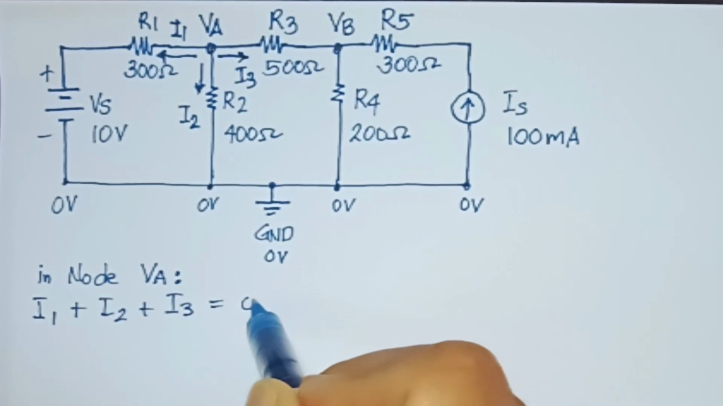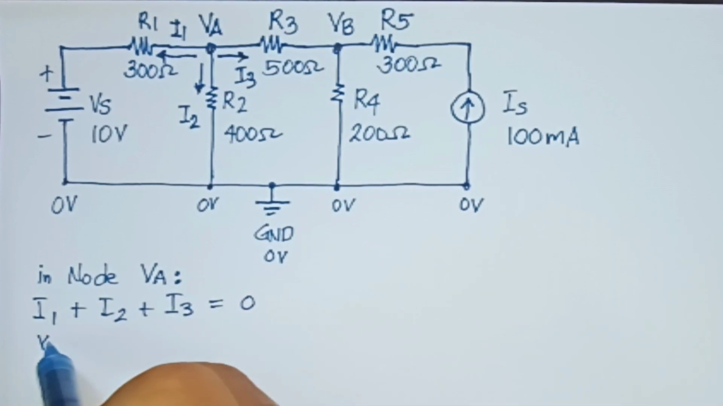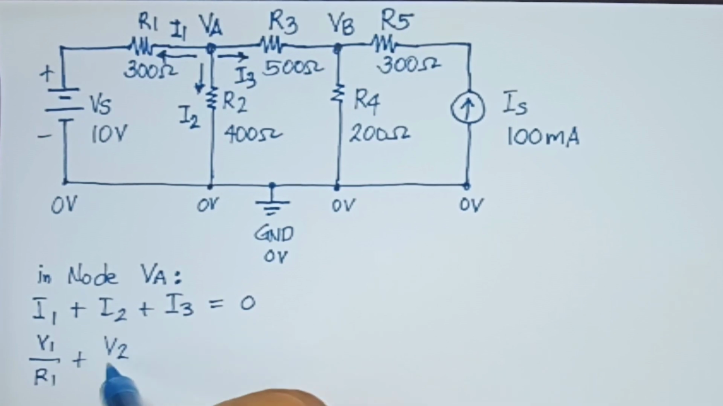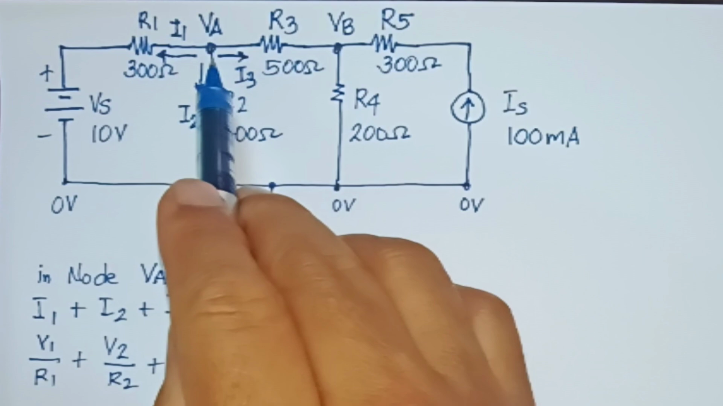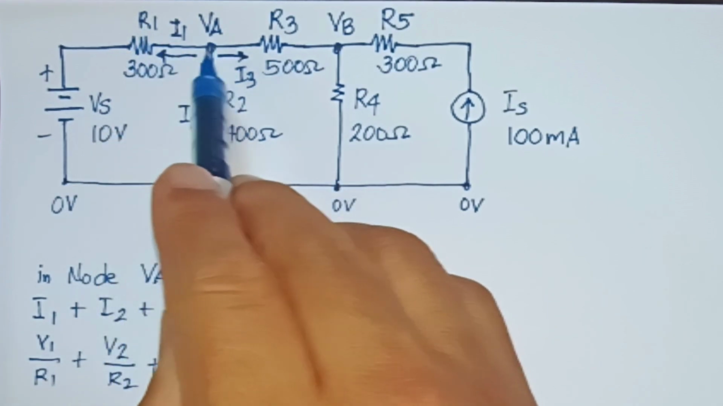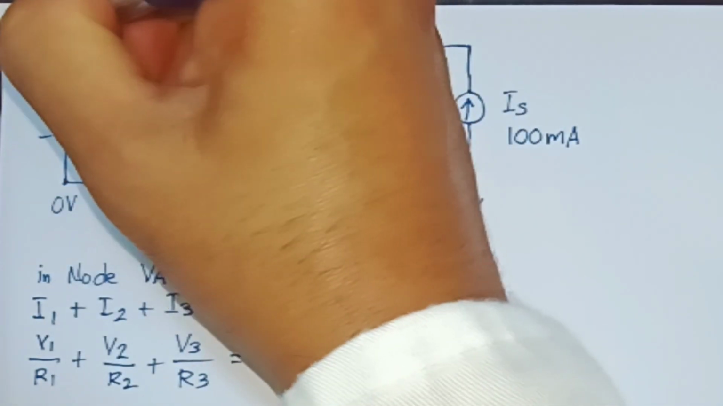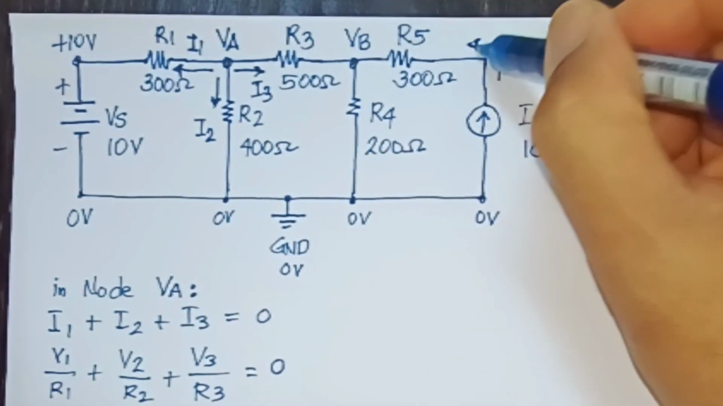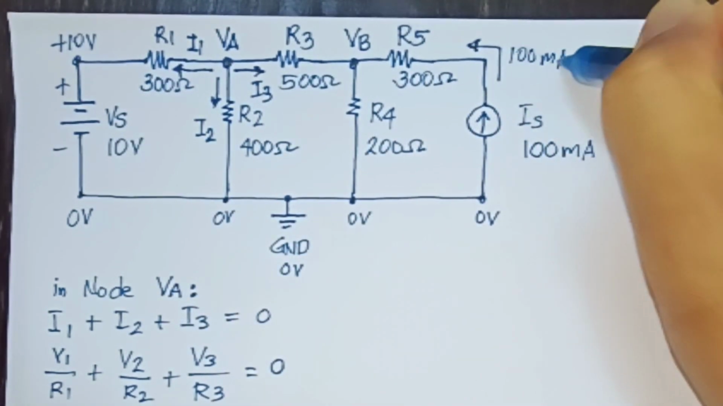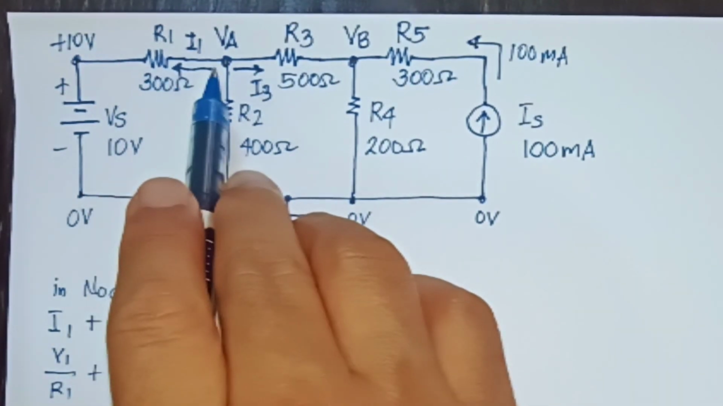And by Ohm's law, we have I equals V over R for each of them. So we have V1 over R1 plus V2 over R2 plus V3 over R3 will be equal to 0. And we have to take the voltage V1 by following the current flow. So from node VA, we will follow it later. And let's draw here first the current coming from IS with a value of 100 milliamperes. Now let's start with V1.